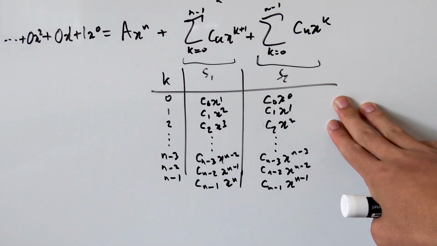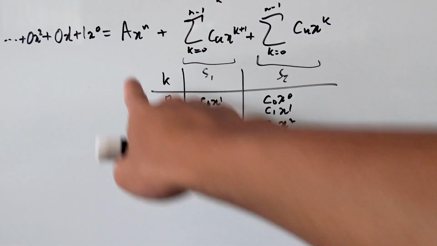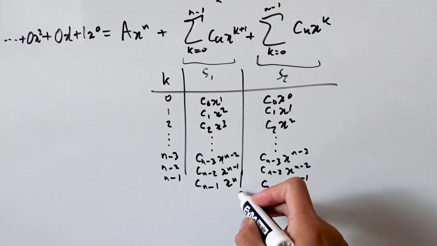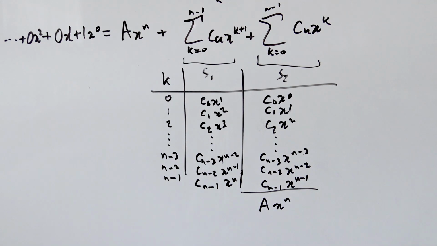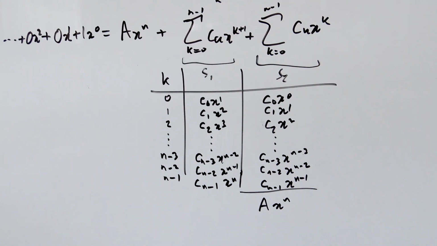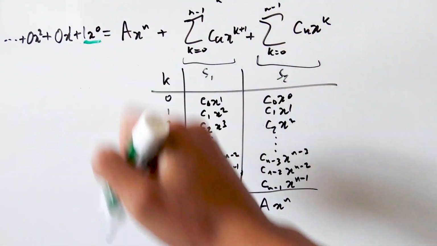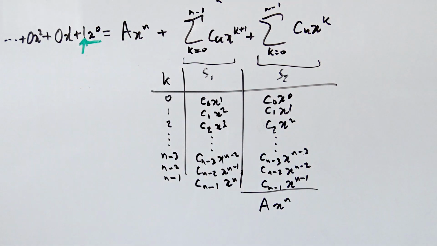So now here we have a table of all of our constants we want to deal with. And don't forget this constant a here. I'm just going to leave it down here, and we'll deal with it later on. So a times x to the n. Alright, so let's start by equating some of our coefficients here. Let's start with x to the 0th power here. Notice that the coefficient of x to the 0 is 1.